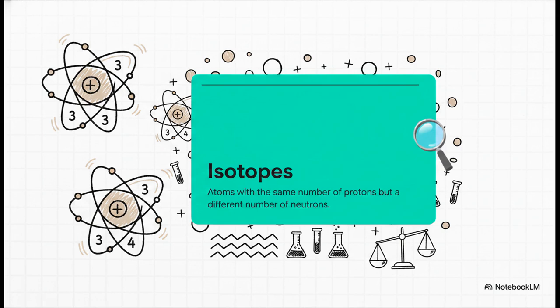Now, this is the official definition you'll want to have locked in for your exam. Isotopes are atoms of the same element, so they have to have the same number of protons, but they have a different number of neutrons. This means they act the same in chemical reactions, but one is a little bit heavier than the other.